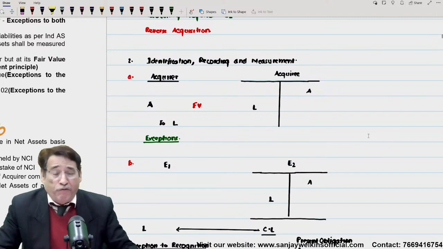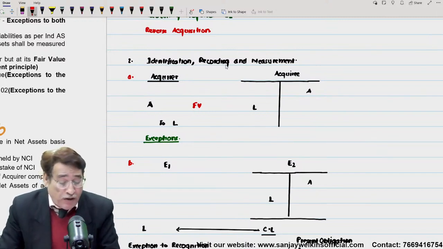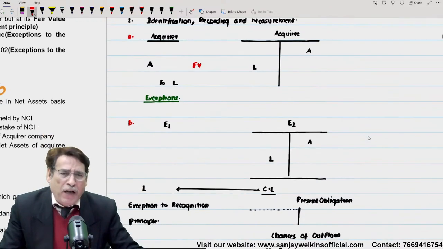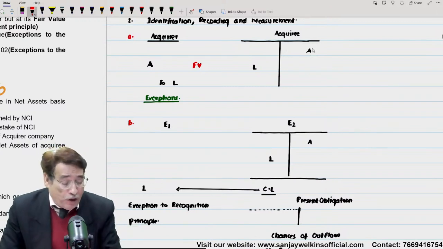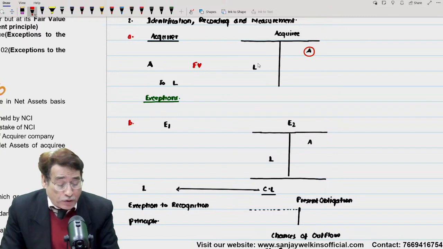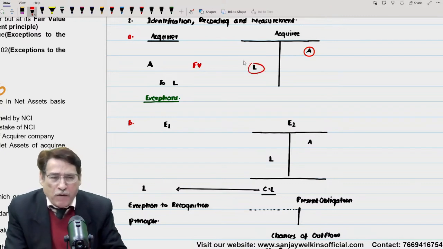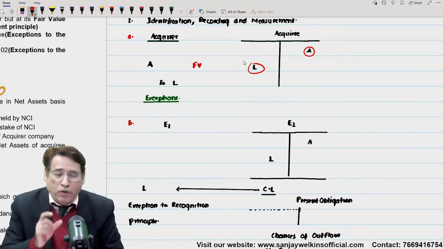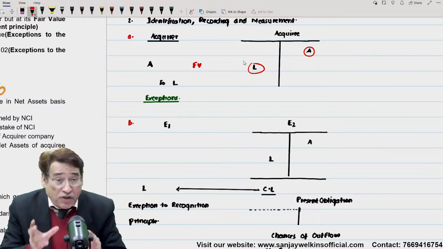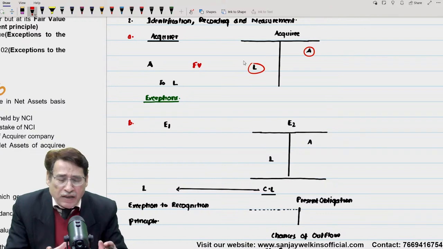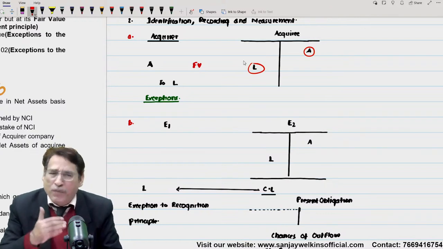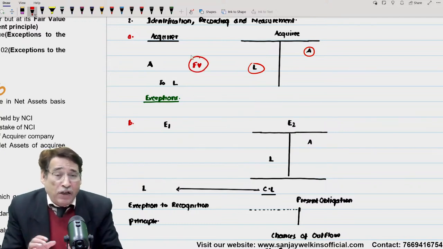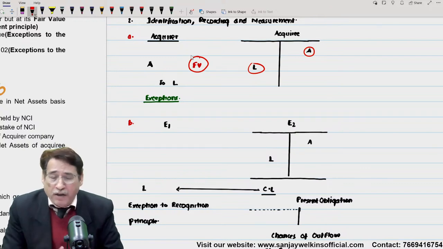Then under the second step, we were discussing how to record and measure the assets and liabilities of the acquiring company. I told you the general principle is that whatever assets and liabilities are appearing in the books of the acquiring company, you will have to record only those assets and liabilities. Please don't lose sight of this word: this is the general principle. All the assets and liabilities appearing in the books of the acquiring company, you will have to record. Such assets and liabilities will be recorded at fair value in the books of the acquirer. Is it clear to you?